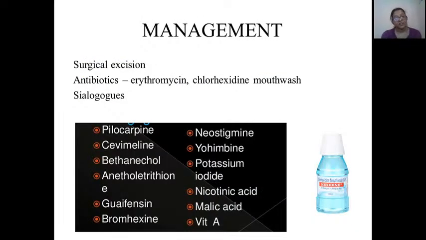Now, how can we manage that? We can do a surgical excision. We can prescribe antibiotics like erythromycin, chlorhexidine mouthwash, or we can also give various sialogogues. Various sialogogues are listed here: pilocarpine, bromhexine, neostigmine, various vitamins, malic acid, nicotinic acid, potassium iodide, cevimeline, bethanechol.